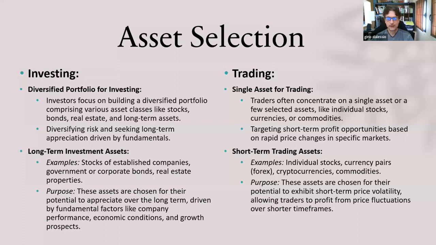Others trade maybe just one stock, one large company that's trading on a public exchange, or they might choose just one currency pair. A lot of traders stick to one market. Others that prefer to branch out will probably not choose more than two or three different assets, two or three different currency pairs, or two or three, four stocks, and concentrate on those. Because a diversified portfolio for an investor means that he has to look at many different types of investments.